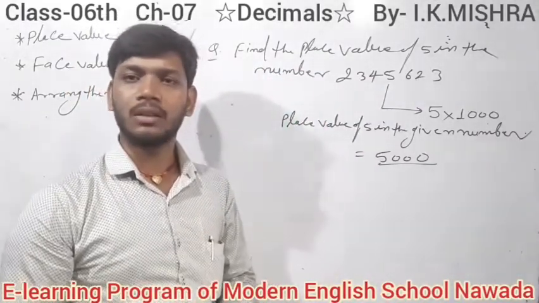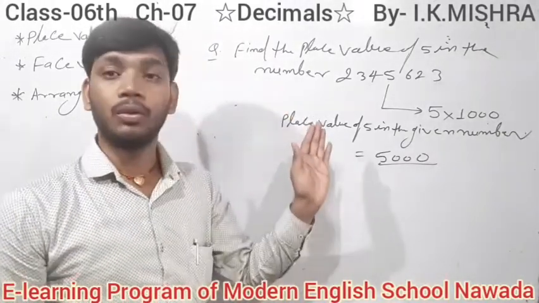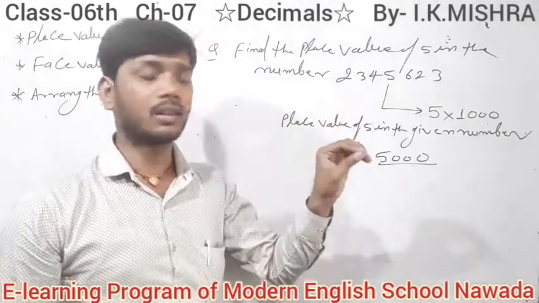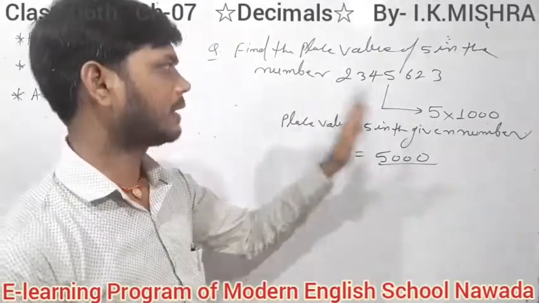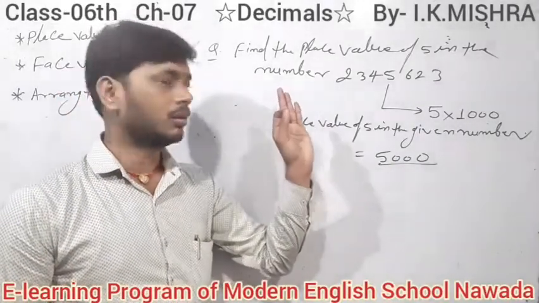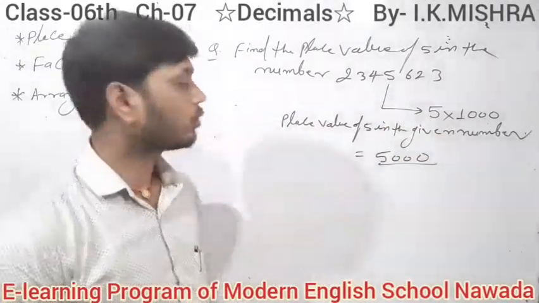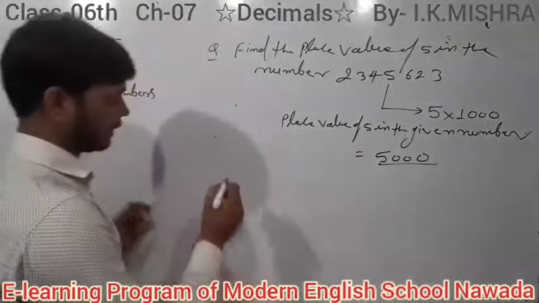So many questions will be asked, such as: find the difference of place value of two nines, two digits in the number. So students, here I think you find the place value clearly. Now proceed to know face value of the digits.